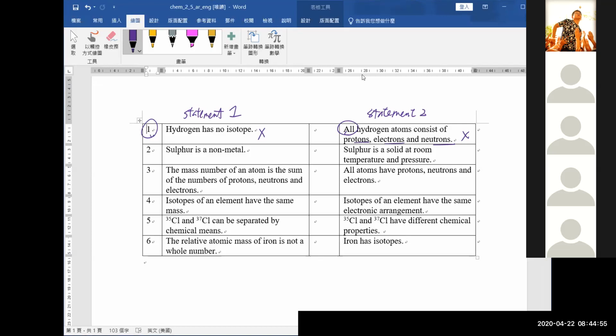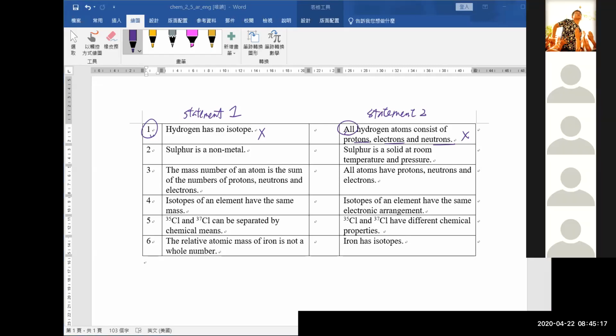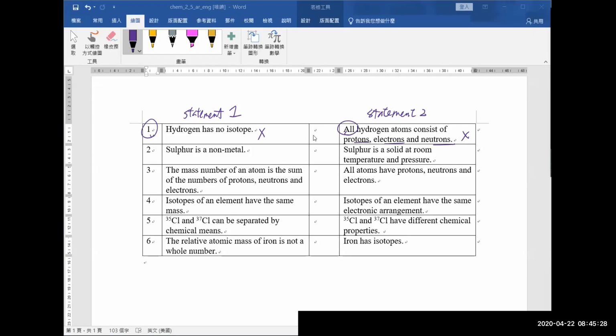How about the others? 胡嘉倫, are you here? Now, you have to further tell me the explanation parts. The next one will be D, I know. So you have to tell me what's wrong with it, and then you have to tell me the correct answer. For example, I give you the first example. Hydrogen has no isotope. It's wrong. How wrong is it?